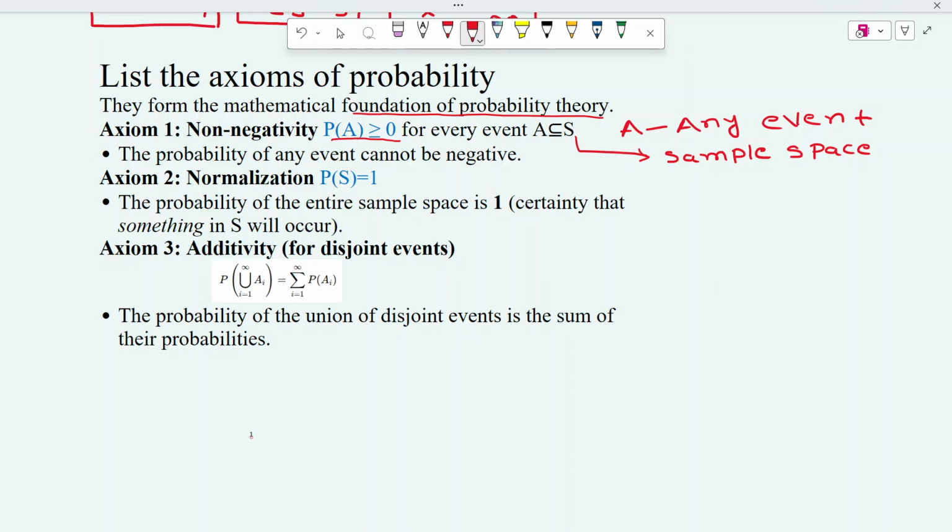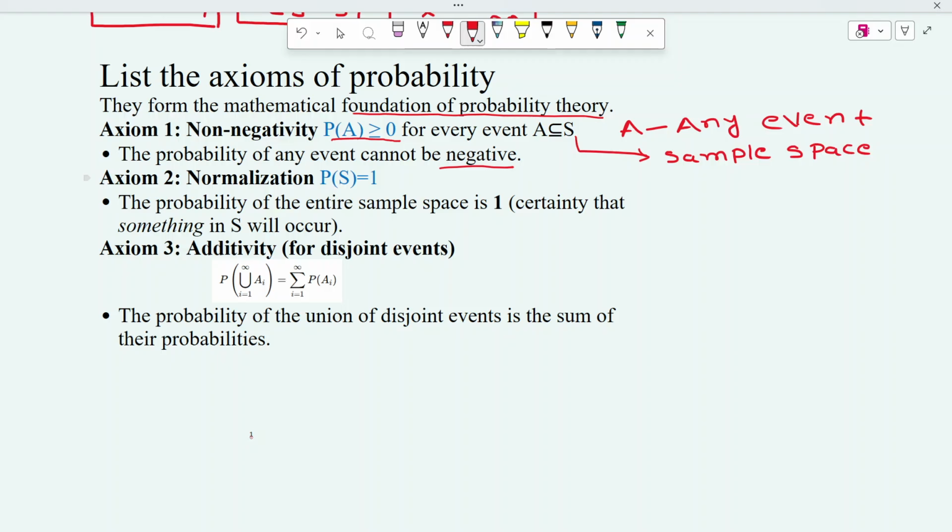So for any event A, the probability of that event cannot be negative. It is equal to 0 when the event doesn't occur. If the event occurs, then it will always have some positive number. So that is the first axiom, that is non-negativity.